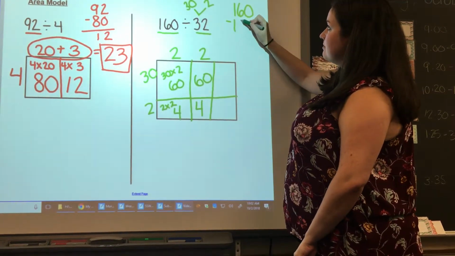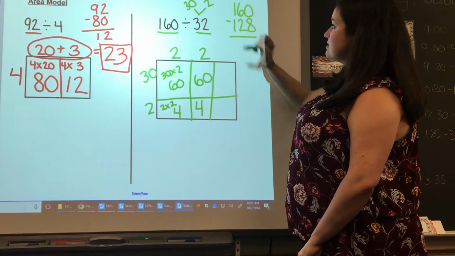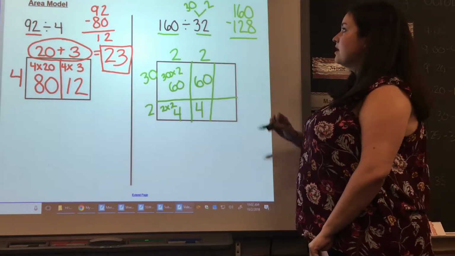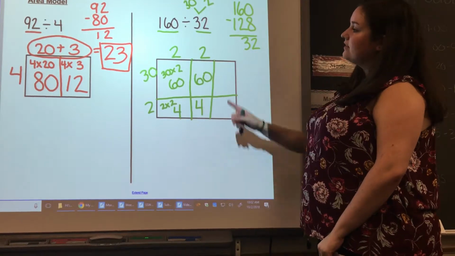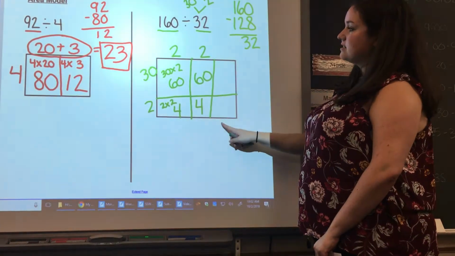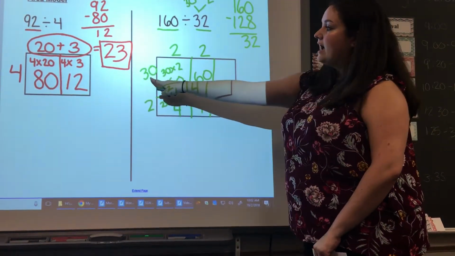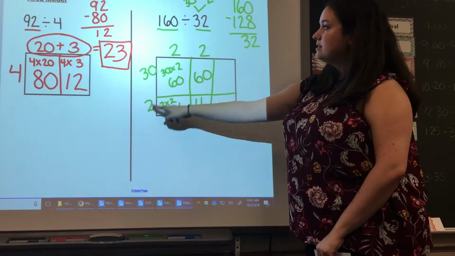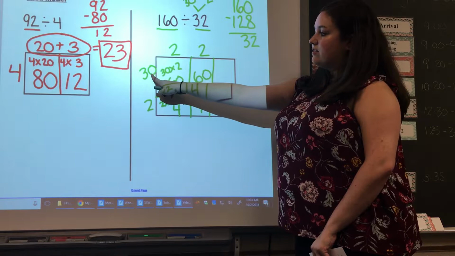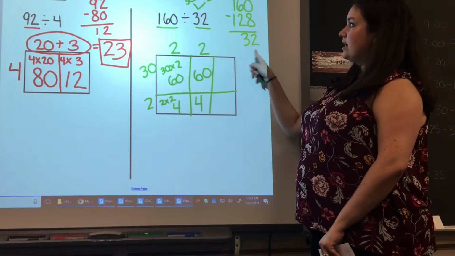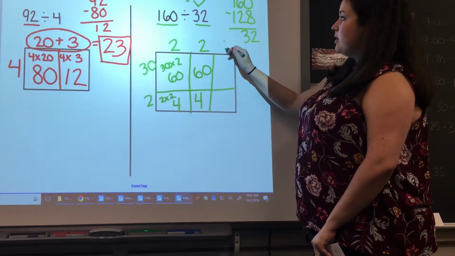They can also keep track by subtracting out on the side. So right now I have 32 left. They need to find out what this last number is going to be. It has to be 30 times something plus 2 times something. So they can probably recognize by now that 30 and 2 together is what I'm missing. So they would multiply by 1.